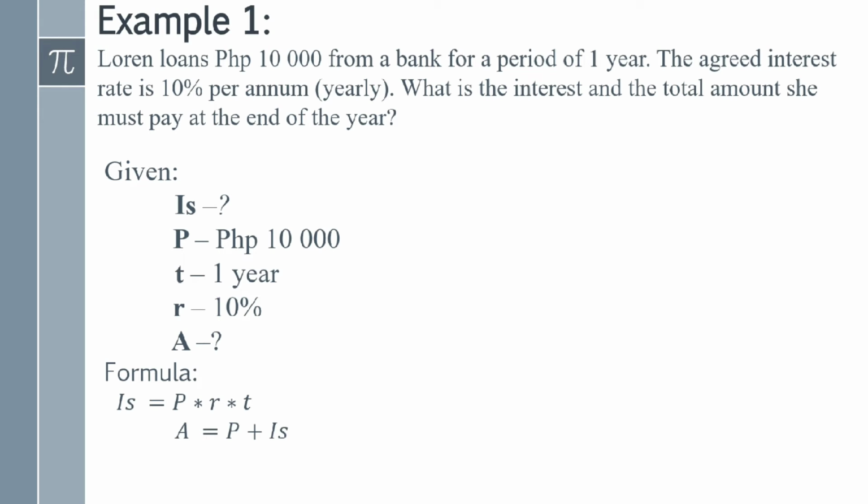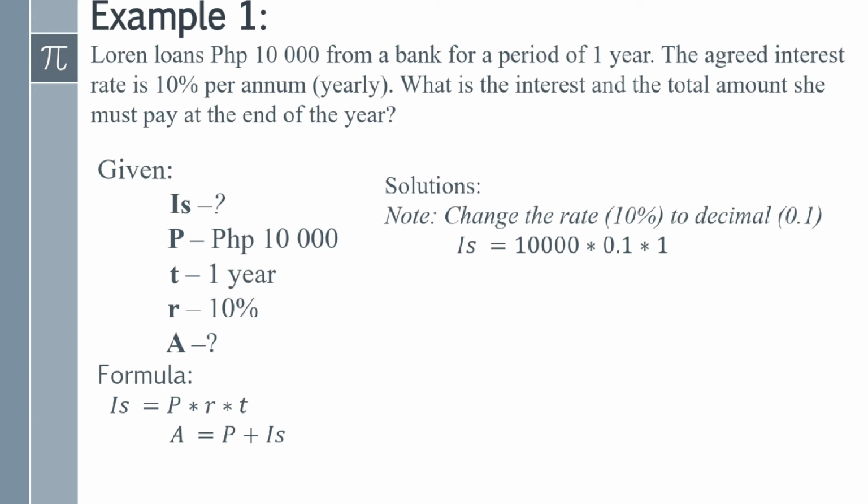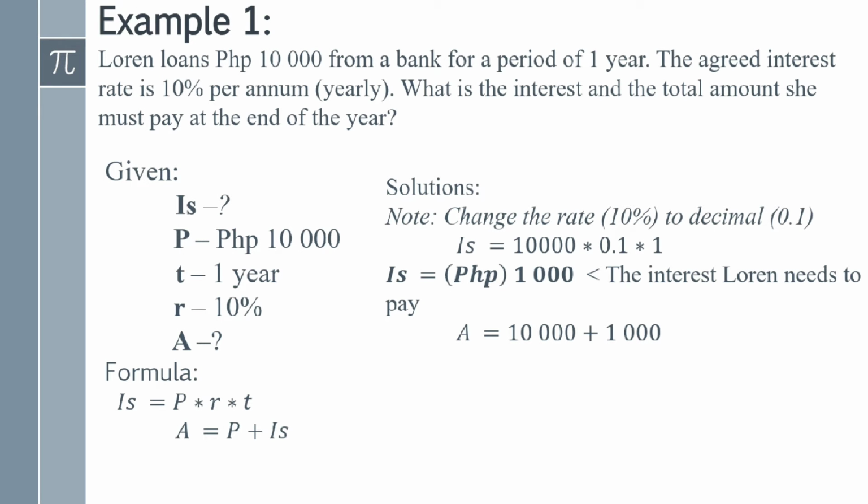Following the formula that we discussed earlier, let us equate it with our given. Simple interest equals 10,000 times 10 times 1 all over 100. After simplifying the solution, we end up with the answer for the simple interest, which is 1,000. This is the amount that Lauren needs to pay. This is denoted as SI.